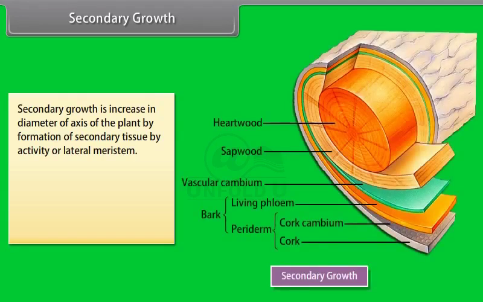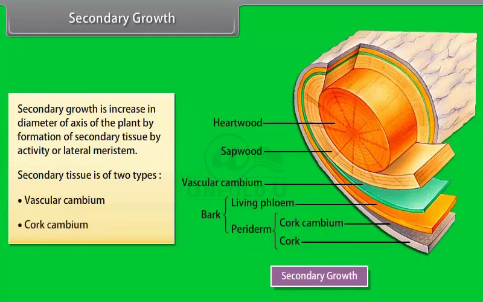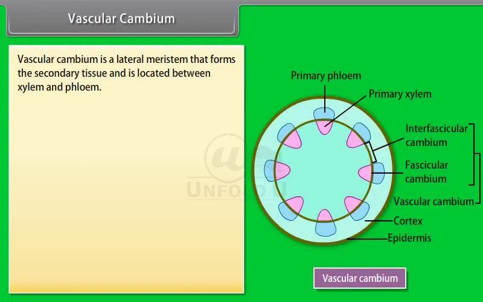Secondary growth. Secondary growth is the increase in diameter of axis of the plant by formation of secondary tissue by activity of lateral meristem. Secondary tissue is of two types: vascular cambium and cork cambium. Vascular cambium. Vascular cambium is a lateral meristem that forms the secondary tissue and is located between xylem and phloem.